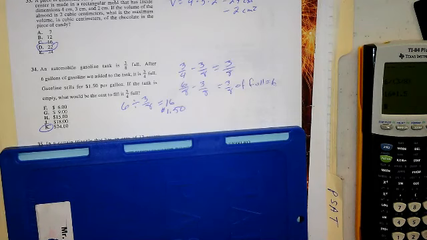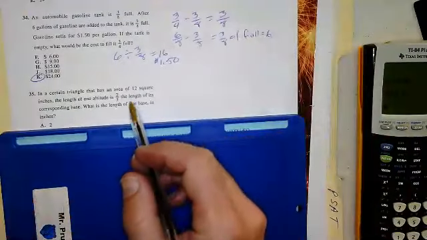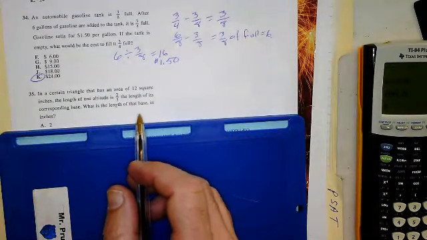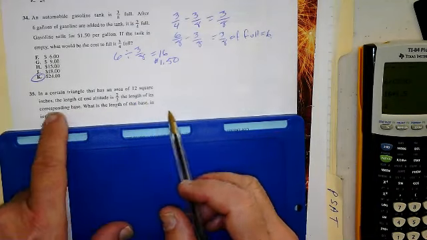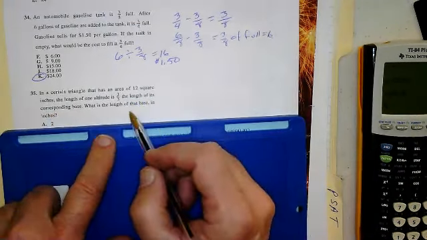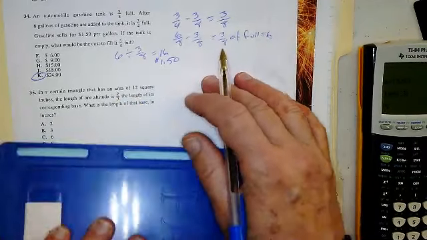All right, so far so good? Okay, 35. In a certain triangle, has an area of 12 square inches, has an altitude 2/3 the length of its corresponding base. Ooh, a little bit tougher question. What is the length of the base in inches?